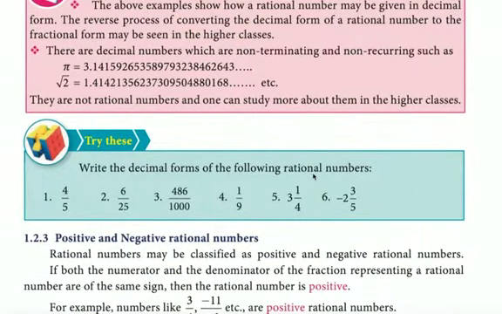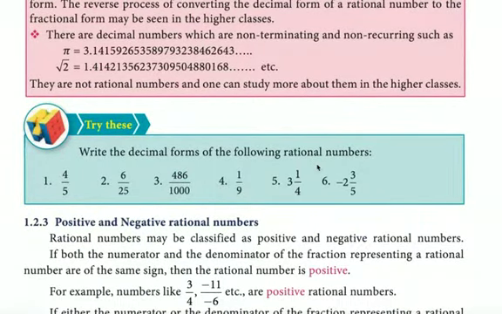Write the decimal forms of the following rational numbers. By definition, rational numbers means it has to be expressed in terms of ratio. So these cannot be expressed in terms of ratio, so they are not rational. Fine.